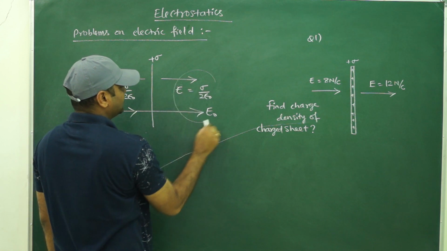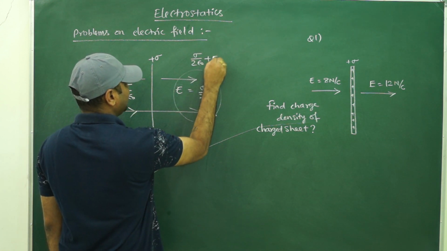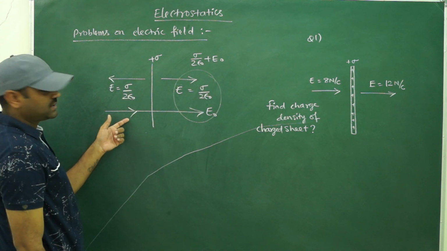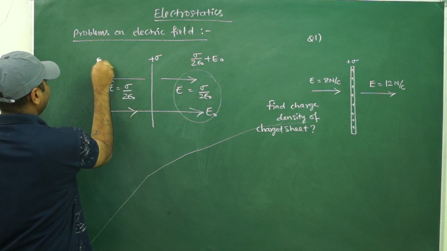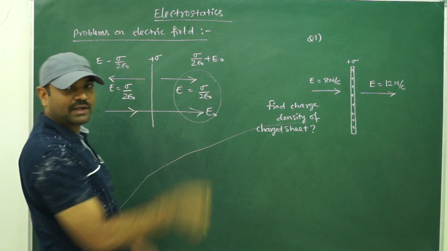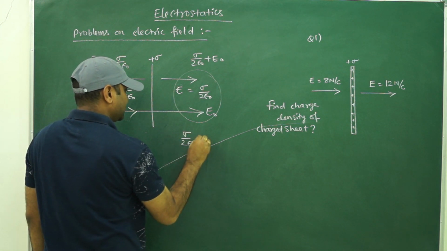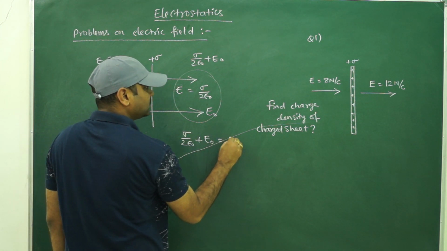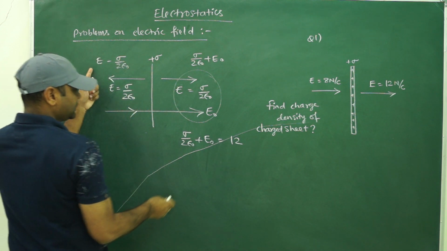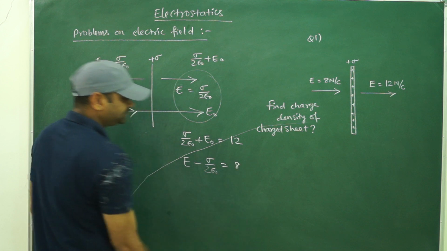Then what is the net field on the right side? The net field on the right side is sigma by 2 epsilon naught plus E naught, whereas on the left side the field value is E naught minus sigma by 2 epsilon naught. Now we have the values. Now compare: sigma by 2 epsilon naught plus E naught is equal to 12, whereas E naught minus sigma by 2 epsilon naught is equal to 8.